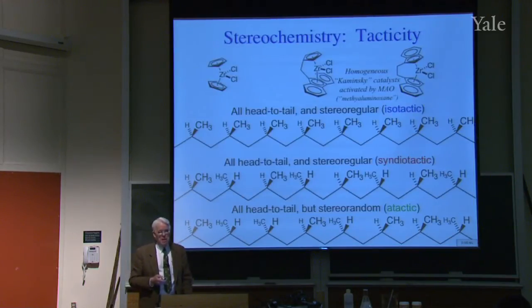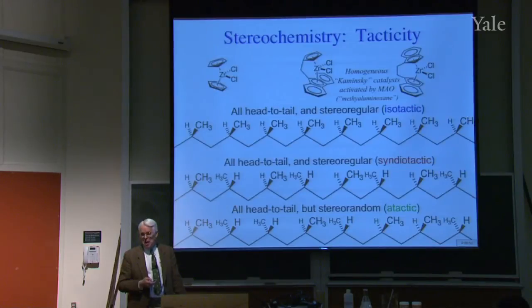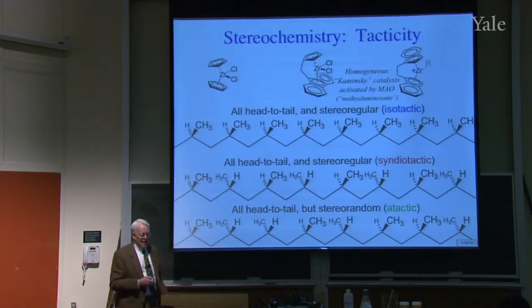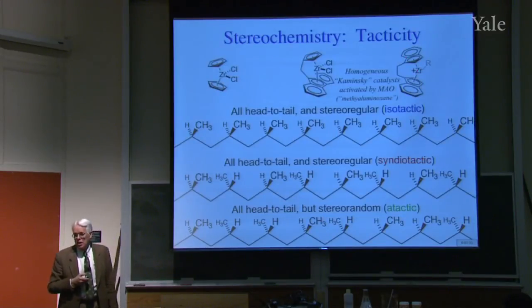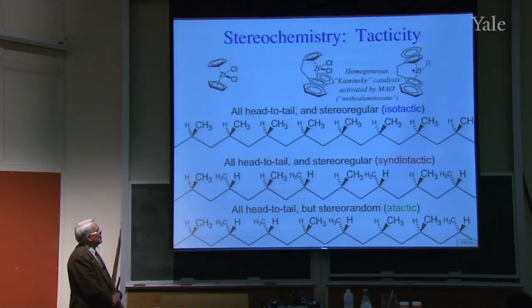So since this was discovered in 1980, I think there have been something like 7,000 papers written on it or something like that, and 2,000 patents. Okay. Now, one thing that's pretty much agreed on is that this methyl aluminoxane takes the chlorides off, puts an R group like methyl on the zirconium and leaves it as a cation. Okay? Now, what happens next?